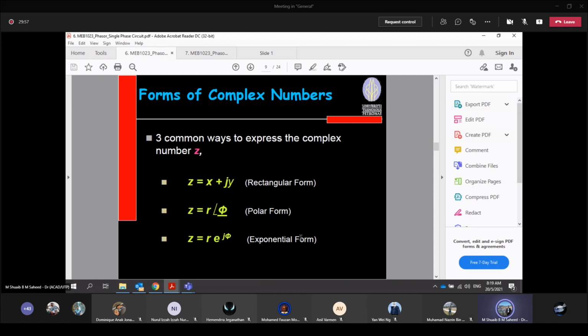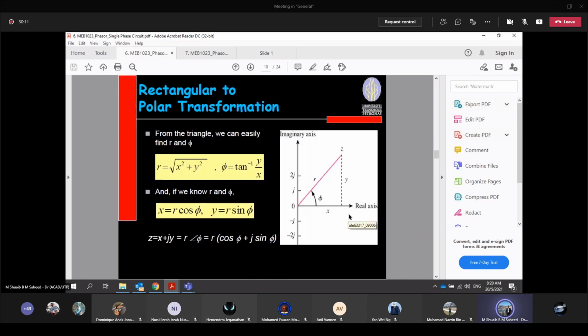In your case studies, we will use these two, rectangular and polar. We don't use exponential. All of these three are interconnected with each other. Now let's see what's the relation between the rectangular and the polar.